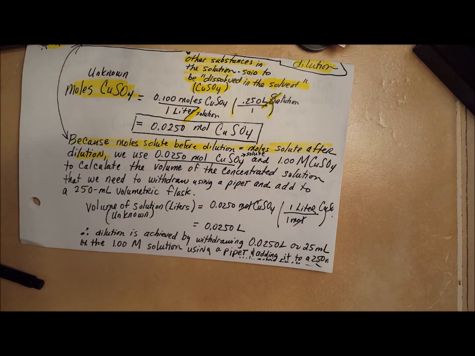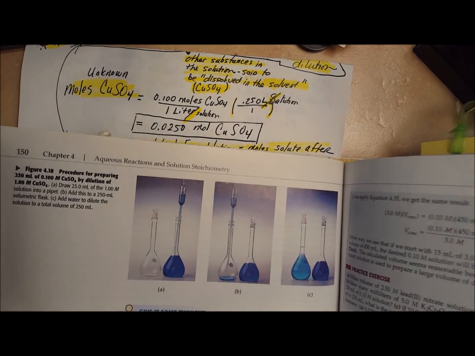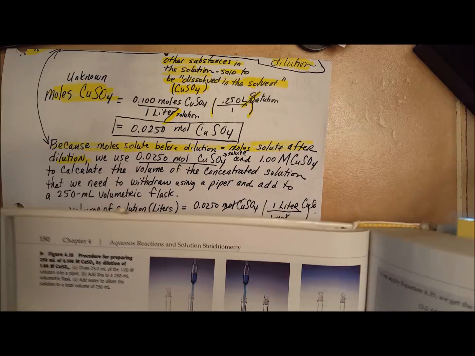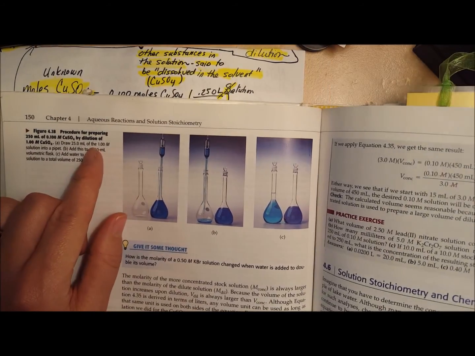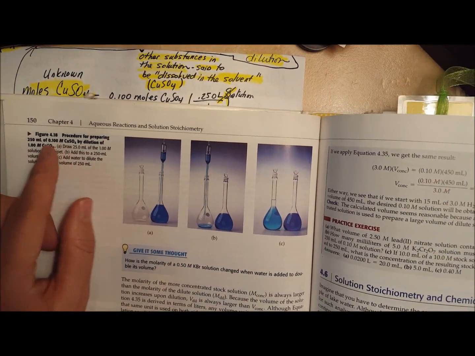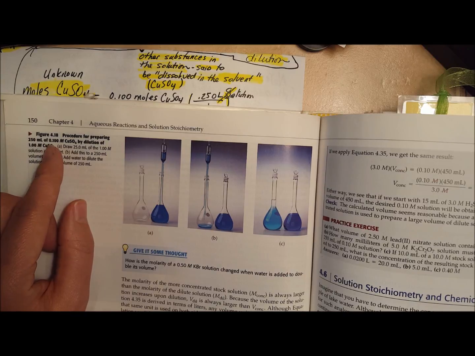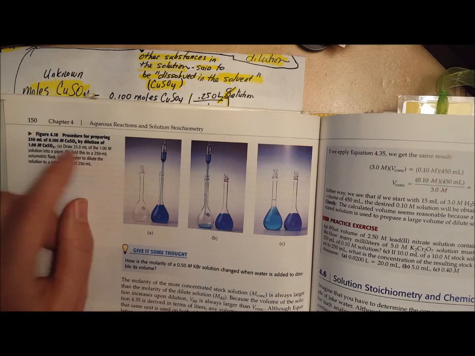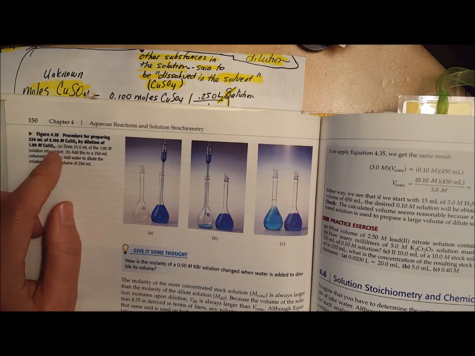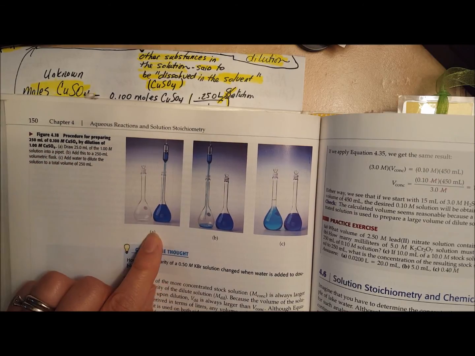So let's just look at this on page 150. All right, so we have the procedure for preparing 250 mils of 0.1 molarity of copper sulfate by dilution of a 1 molarity copper sulfate. A, let's look at the picture.